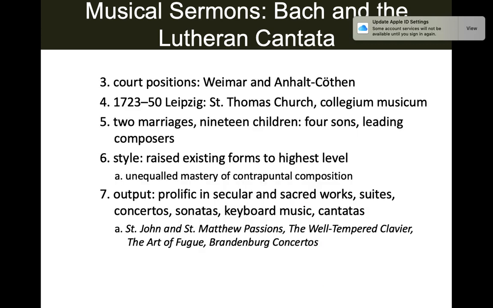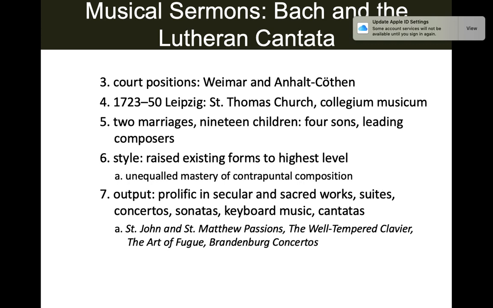He had two court positions. So remember, back then there were two places that you could write music, in the court or at the church. So he had two court positions, as well as working at St. Thomas's Church and a college. He also had two marriages with 19 children, and that's what I tell my students in my middle school how they remember Johann Sebastian Bach, is that he had 19 children, 4 sons that became leading composers.